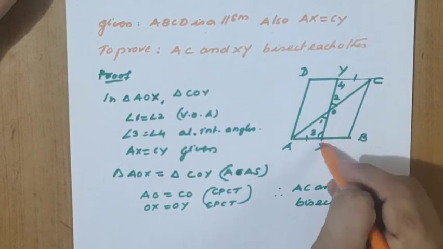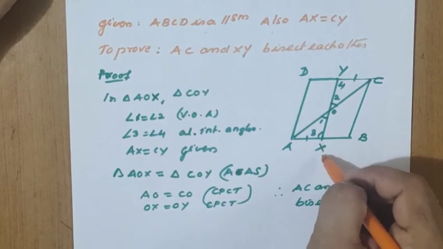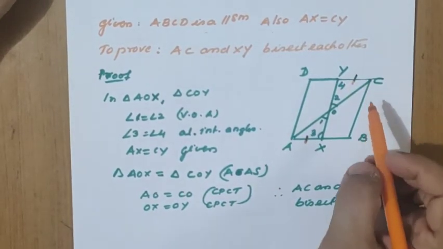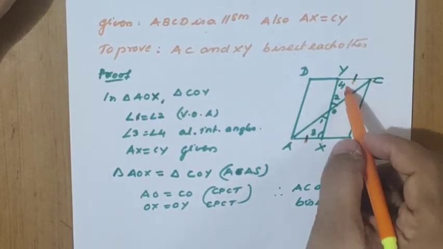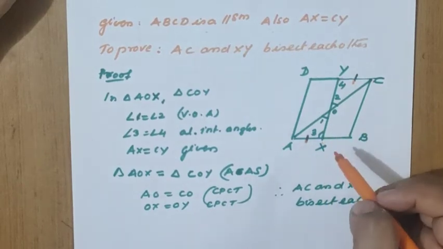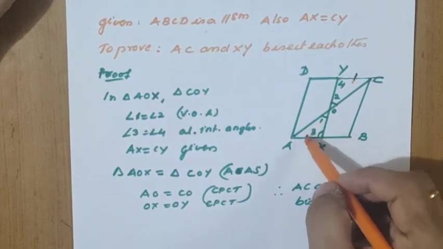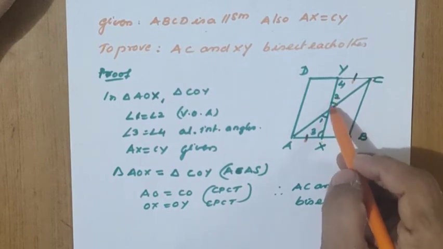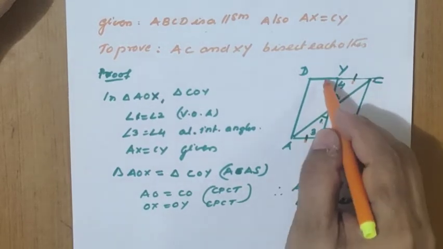So ABCD is a parallelogram, and X and Y are points on the sides AB and CD respectively. It is given that AX equal to CY, so I have already marked AX and CY as equal. Now AC is a diagonal, and XY is the other diagonal, and we should show they bisect each other. Let us see that. We have these 2 triangles, AOX and COY. We take the angles. Angle 1 and 2 I have marked here, which are vertically opposite angles.